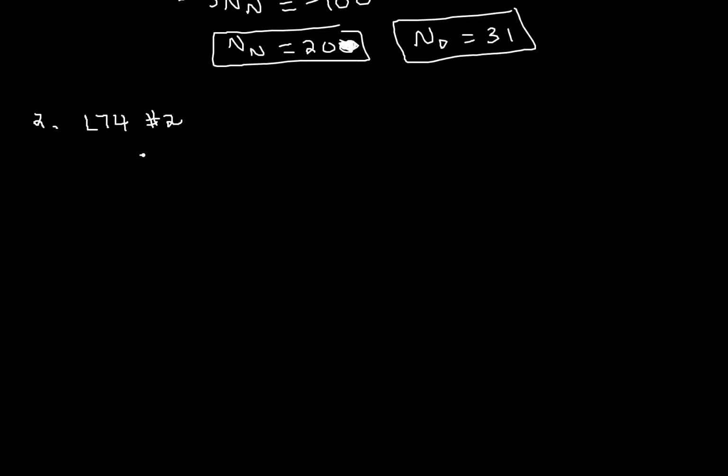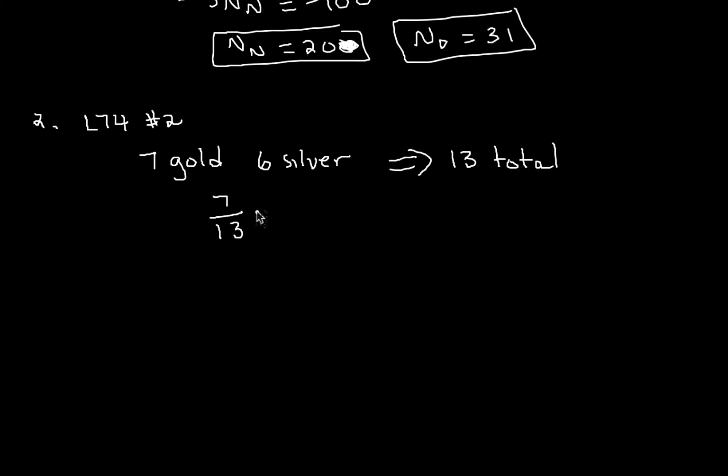Well, let me just write this up. We have 7 gold. Hopefully this is like the one on test. 6 silver. All right, so how many total coins are there? There are 13 total coins. So if we're going to pull out a gold coin, it's going to be 7 out of 13. Now we took a coin out because it says without replacement. So that means there's going to be 12 left.